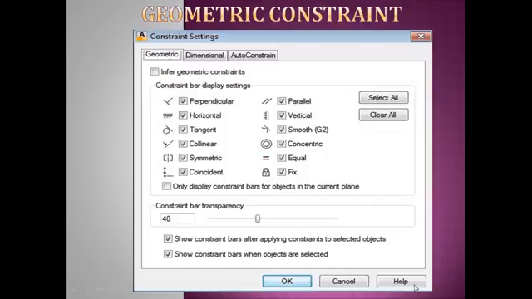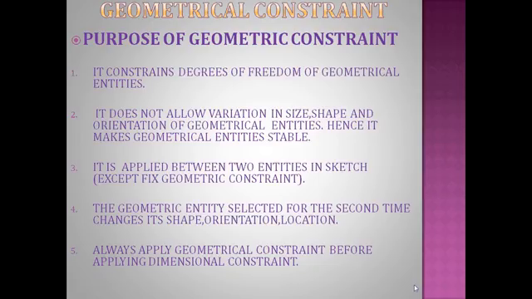So now we will see what are the uses of these geometrical constraints. Basically they are used to constrain the degrees of freedom of geometrical entities, so that we can control the shape. It is used to control shape, location, as well as orientation of the geometrical entity. As I explained earlier, it is applied between two entities in a sketch, except fix. You can also see horizontal and vertical, they are applied independently. We are not applying with reference to an existing geometrical entity.